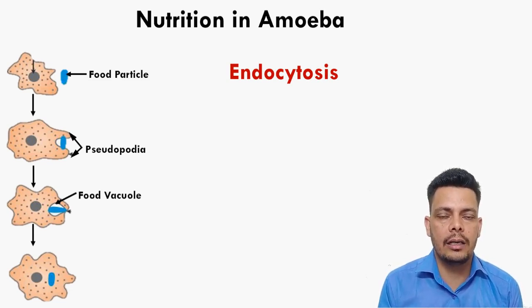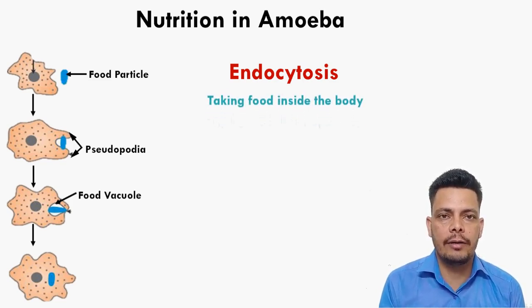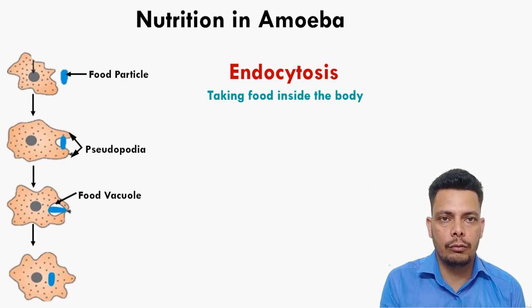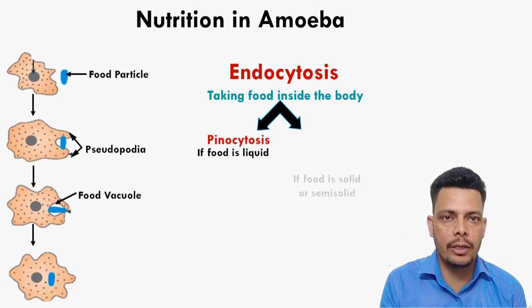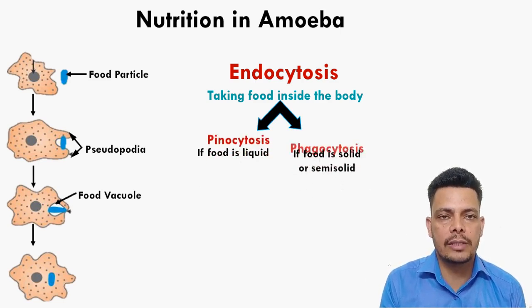This is the way the amoeba acquires its nutrition. It is a step-by-step process. If amoeba takes liquid food, we call it pinocytosis. If amoeba takes solid or semi-solid food, we call it phagocytosis. So this is all about the nutrition in amoeba.